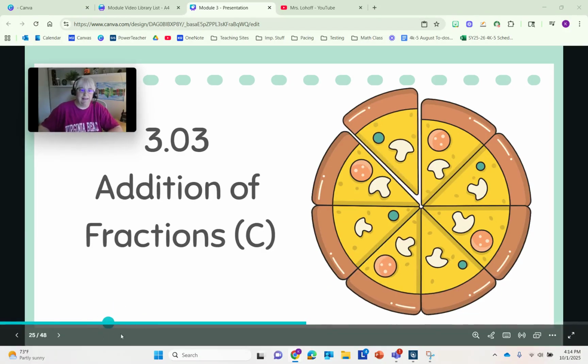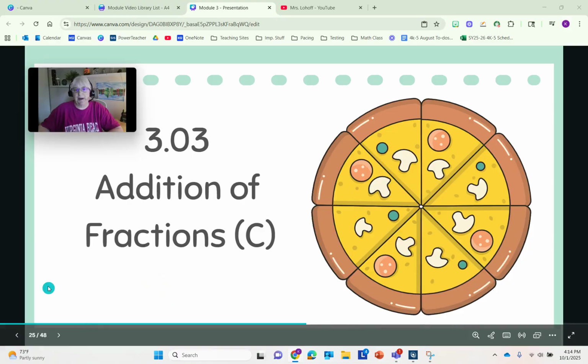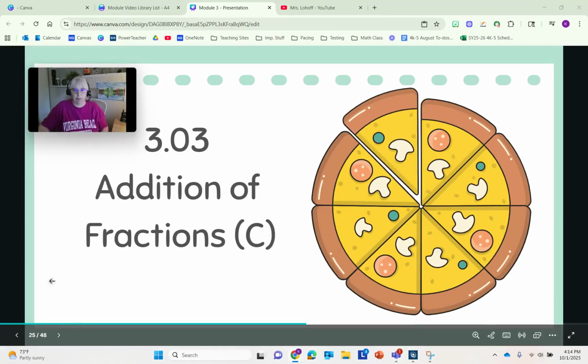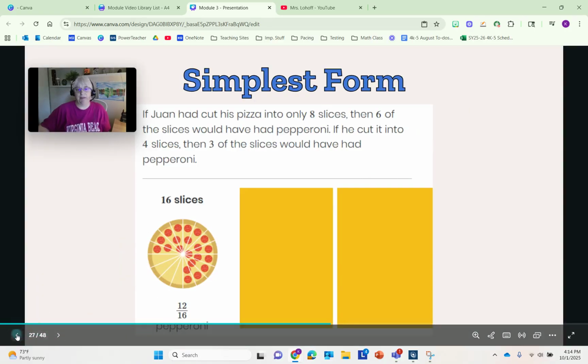This is math lesson 3.03, addition of fractions, part C. We're going to talk about improper fractions and mixed numbers and also simplest terms. So those are our three skills here in this little video. Let's get started. We're going to talk about pizza, because pizza is always a very popular example to use when talking about fractions. So let me go back here one more slide.